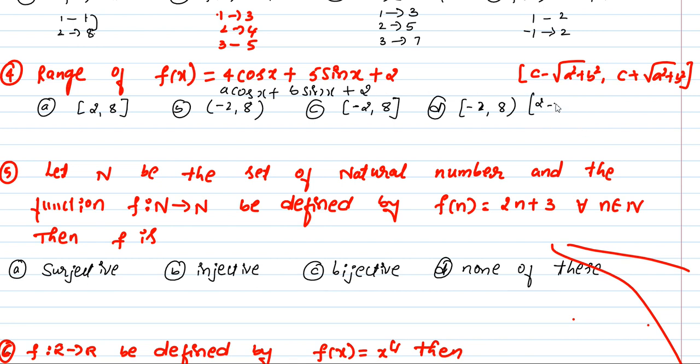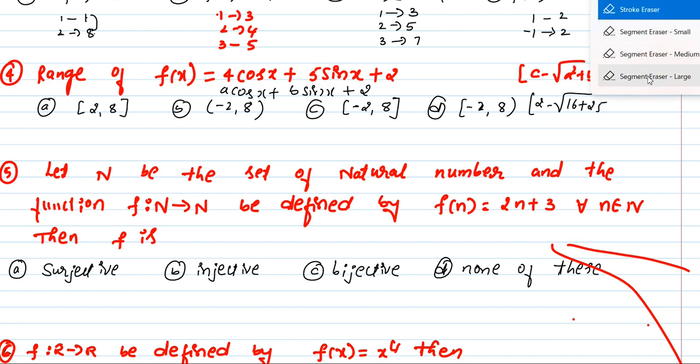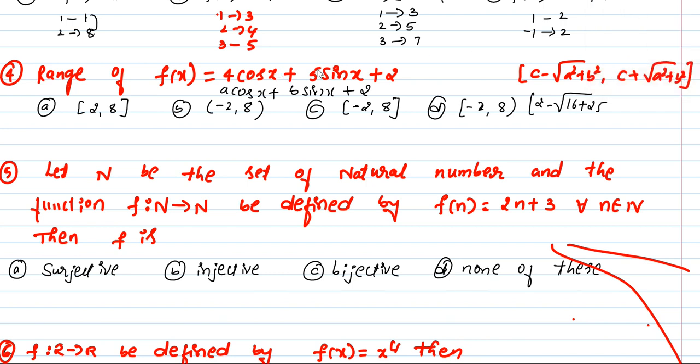So 2 minus square root of, it is 16 plus 25. 16 plus 25 is how much? 16 plus 25, 41. Sorry. To get these options, we have to change this value as 3. Okay.